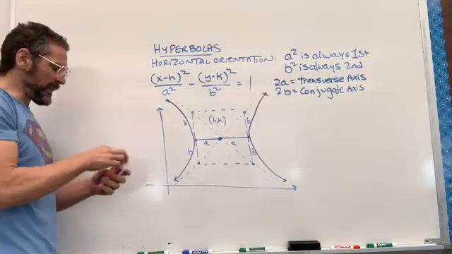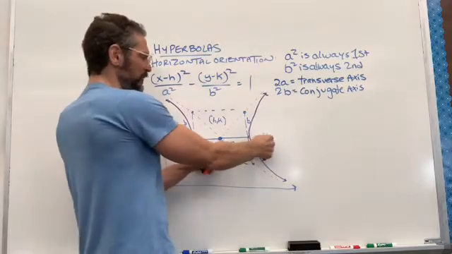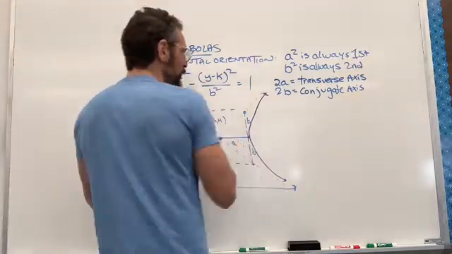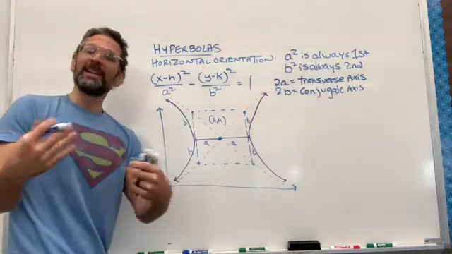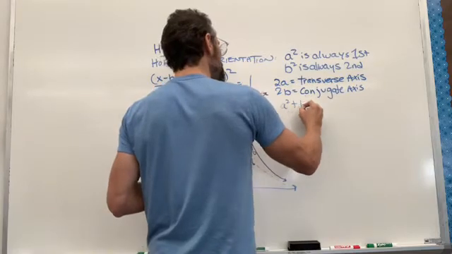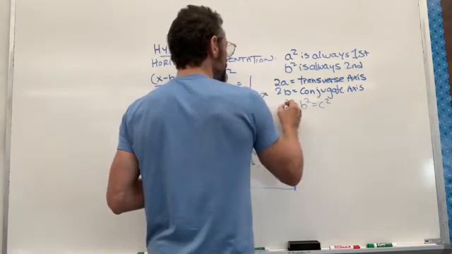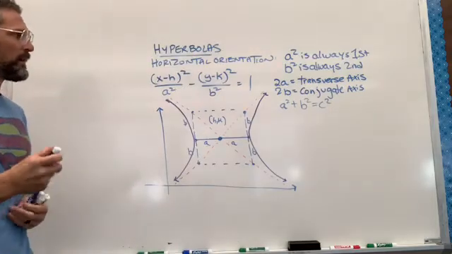Now, to find C, C remains the distance from center to focus. Because C is the biggest, let's put it alone in the Pythagorean relationship, just like a hypotenuse. A squared plus B squared equals C squared. There's the Pythagorean relationship we'll use to find out where C is.